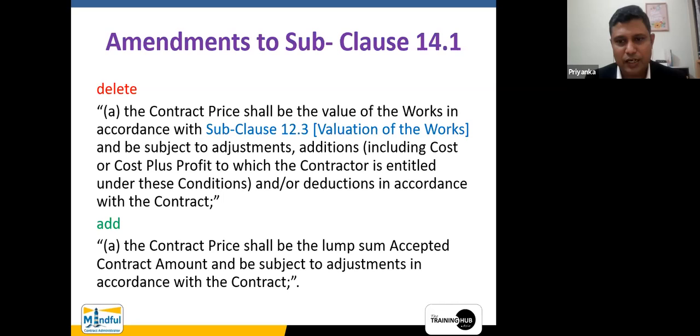To which the contractor is entitled under these conditions and or deductions in accordance with the contract. So this is the clause that we are going to delete. Then what are you going to add? The contract price shall be the lump sum accepted contract amount. So this particular terminology from here to here, right, shall be the value of the works in accordance with blah blah blah, all these things, right, has been changed to the contract price shall be the lump sum accepted contract amount and be subject to adjustments in accordance with the contract, right? So subject to adjustments in accordance with the contract, think about it. What does that mean, right?